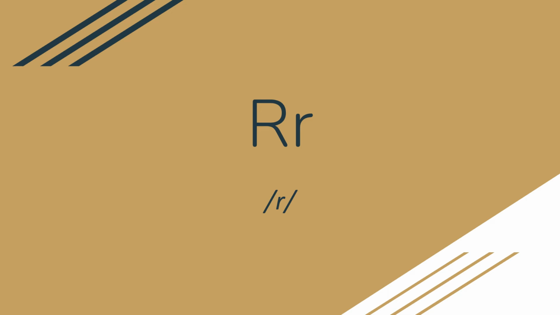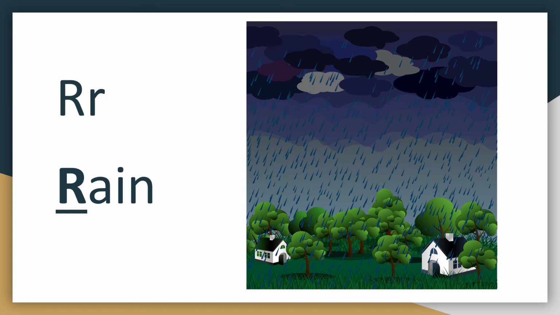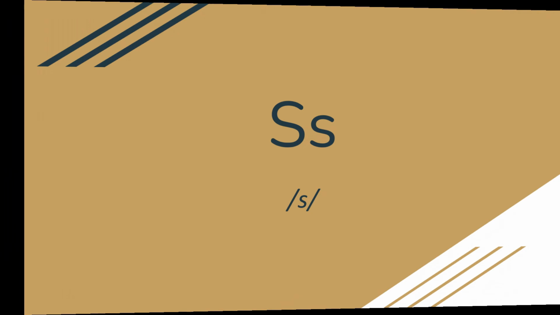R is the name of the letter. Do you know the sound? The sound is R. Join with me. Let's take some examples. Rabbit. Rain. The first letter sounds R.